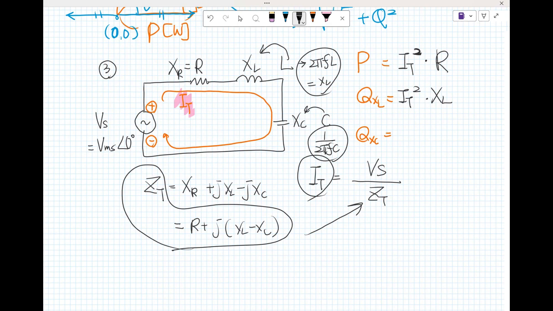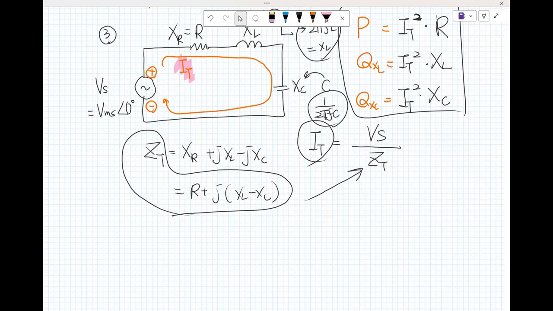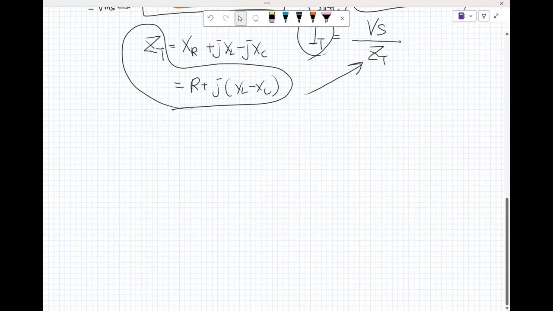Okay? So now the last one: what is Q sub X sub C? Same thing, because I sub X sub L and I sub X sub C are the same in a series AC circuit, like this one. That is very important for the second exam or your future work. Any questions? Okay, I think so.